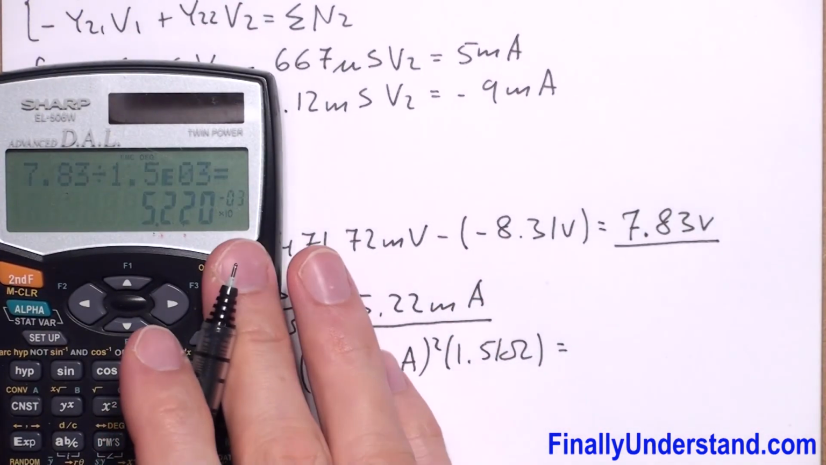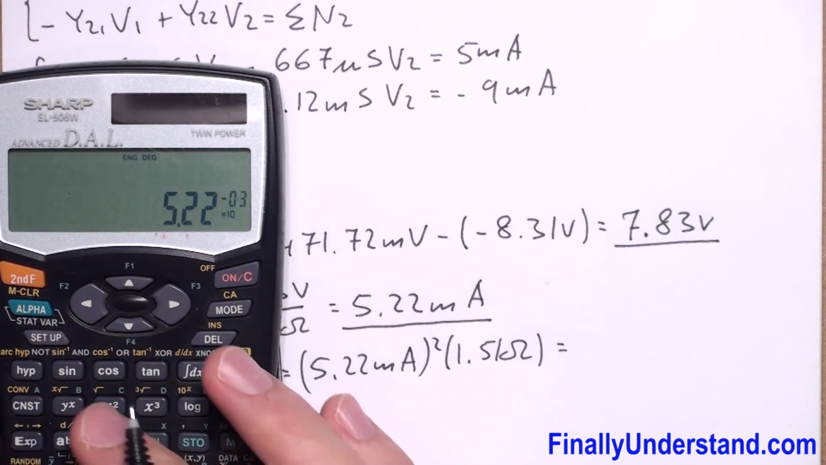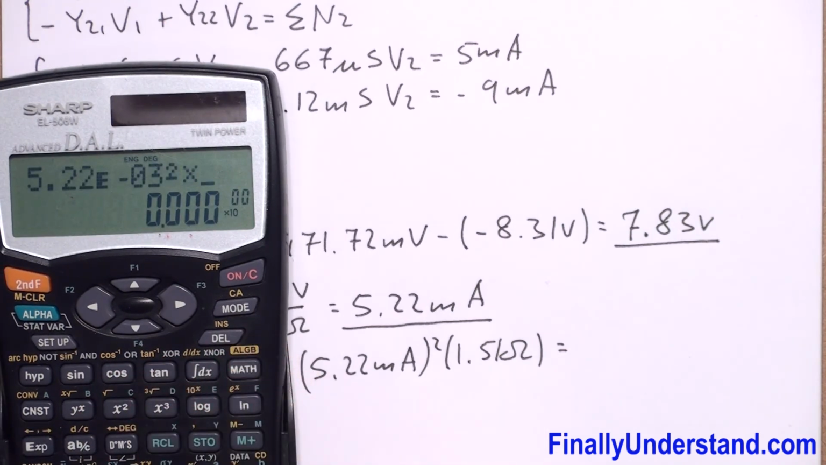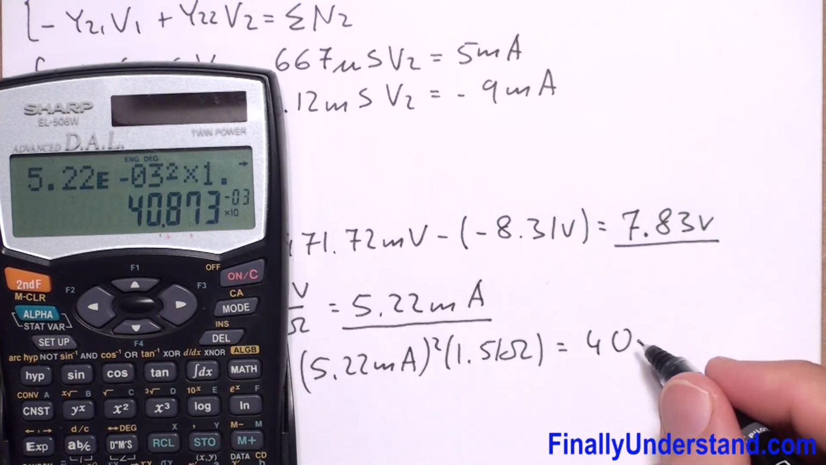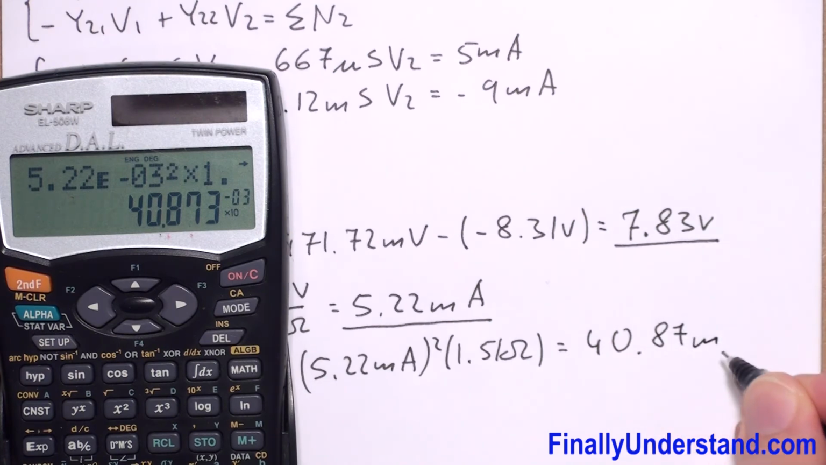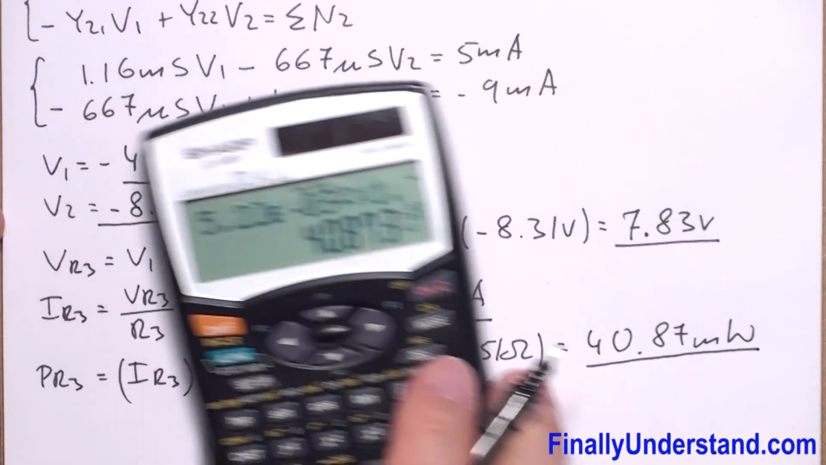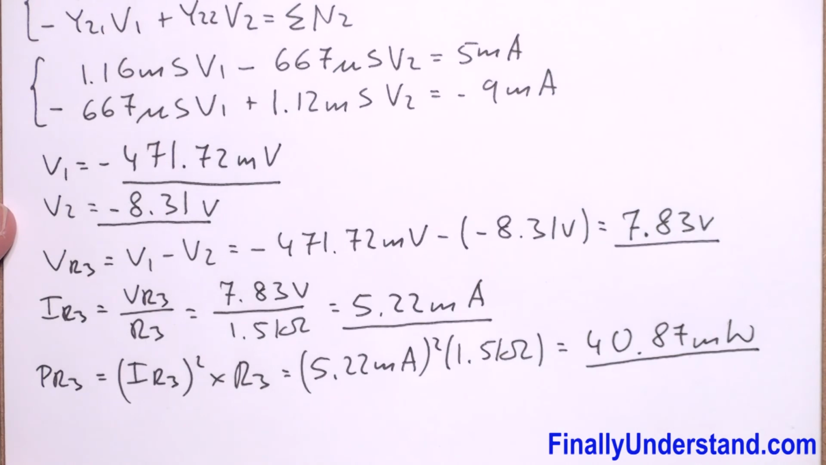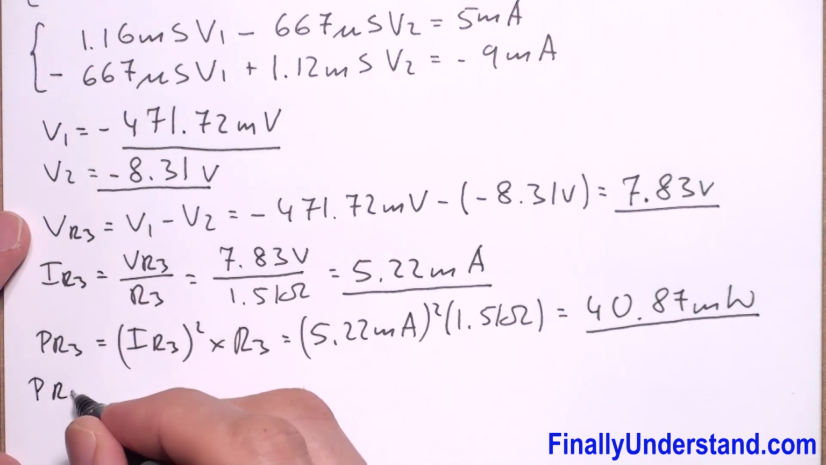Okay, again I'm going to use the calculator. So 5.22 exponent 3 negative to the second power times 1.5 exponent 3. This is equal 40.87 milliwatts. So this is the power at resistor R3.